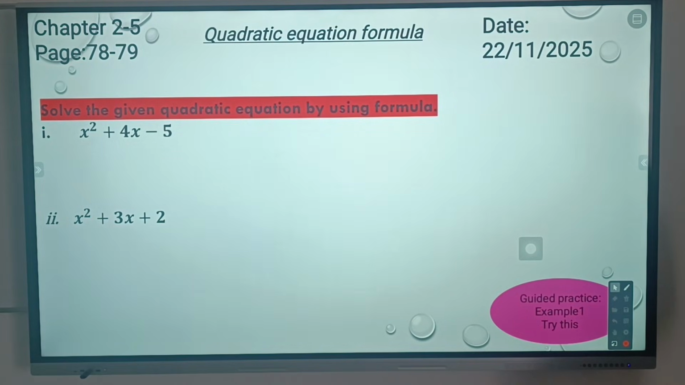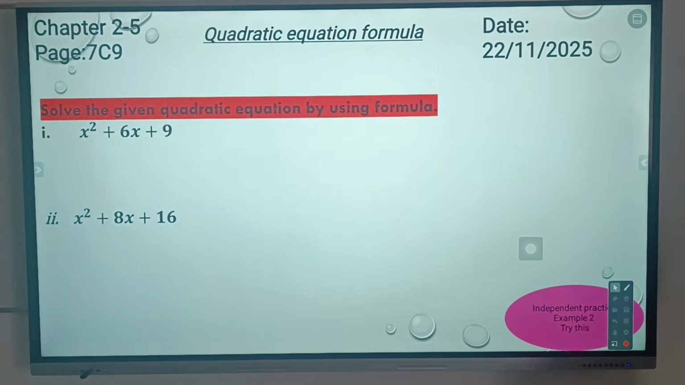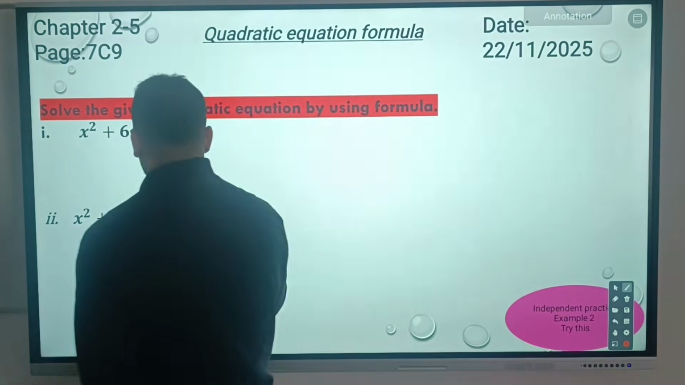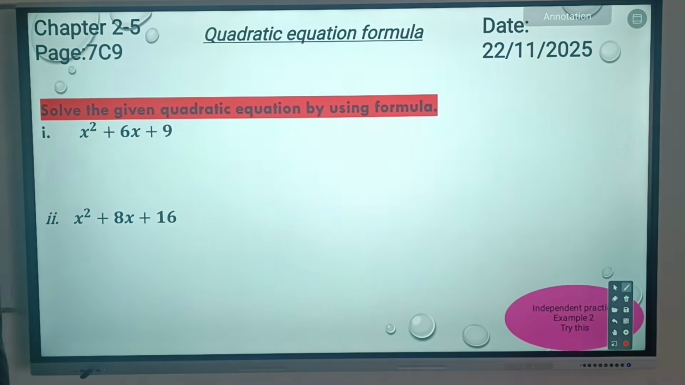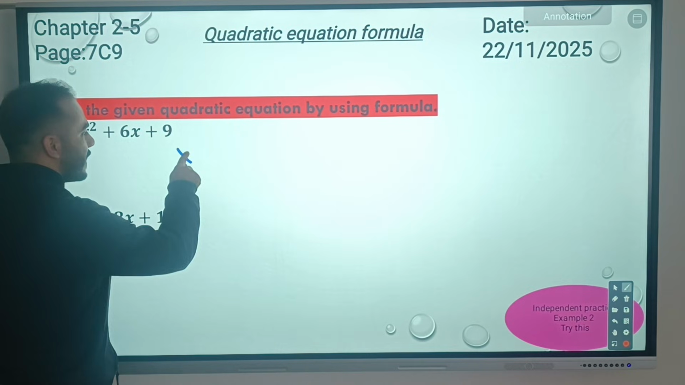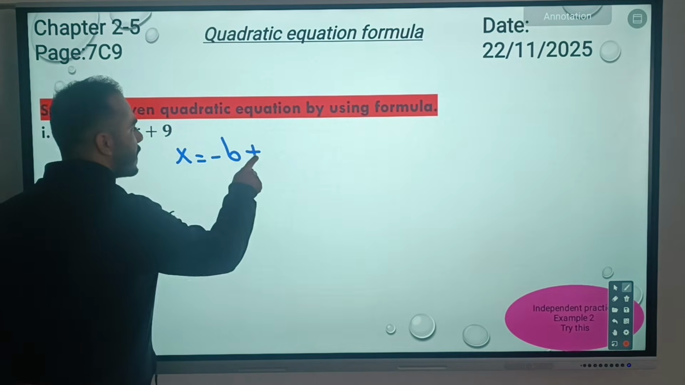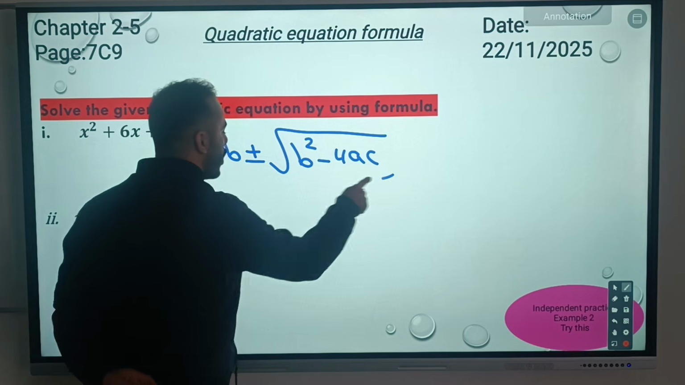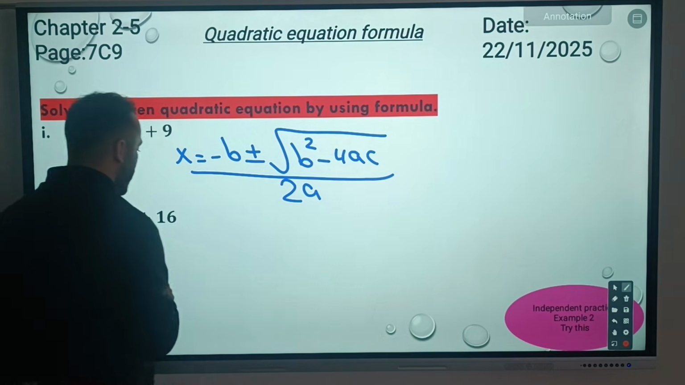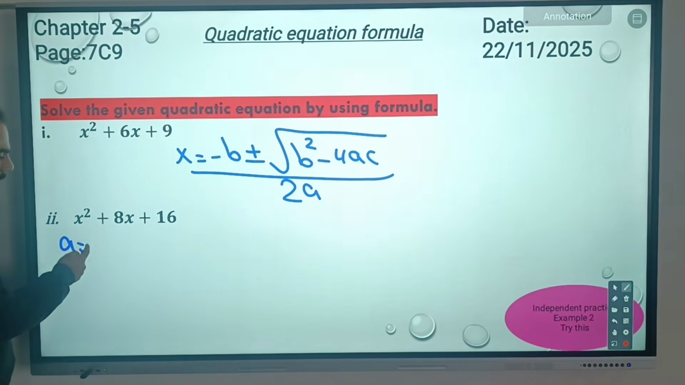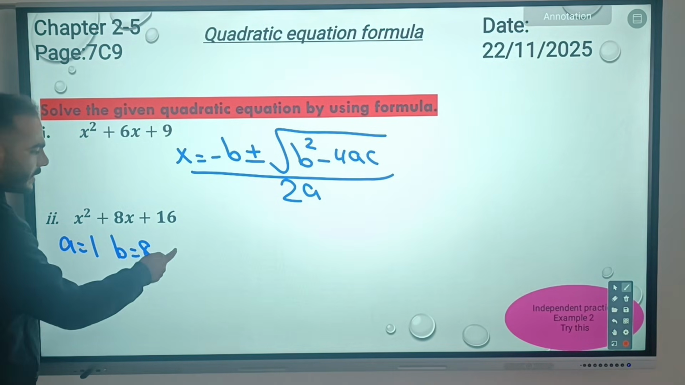So the next slide, we have got again 2 questions. But let's just solve one of them, then I will leave the other one for yourself, because both of them have got the same story. So let's see what is the story behind these 2 questions. So again, the formula is x equals negative b plus minus square root of b squared minus 4ac over 2a. So okay, here I'm just going to go with the second one. A is 1, b is 8, c is 16.